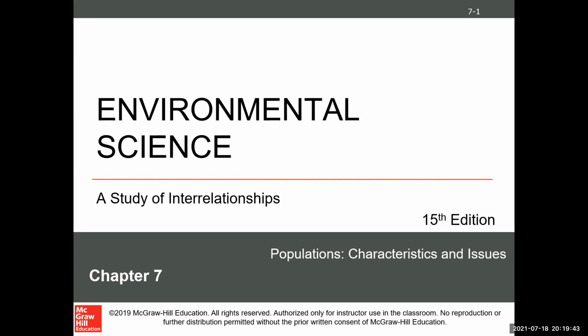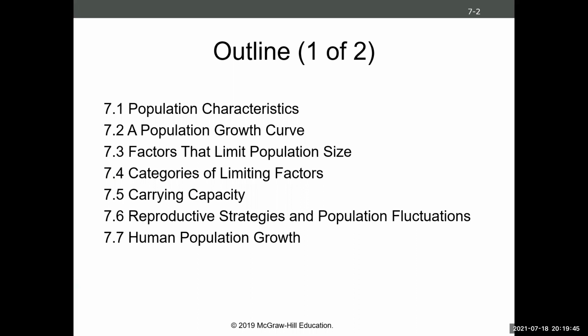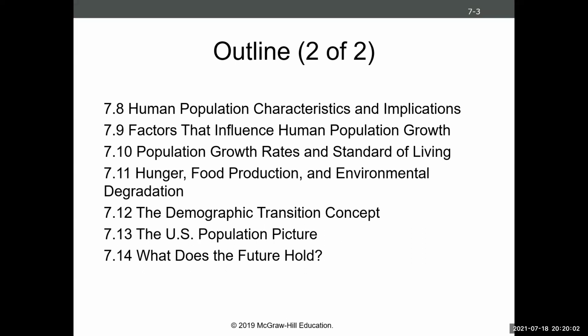for this chapter, we're first going to talk about the characteristics of a population. What exactly is a population growth curve, some factors that limit population size. So what are some categories of those limiting factors? Population growth rate, associate some of the factors from human population growth, and then we'll look at what the future looks like in terms of human population growth and all of the other related factors that we see here that we are going to mention.